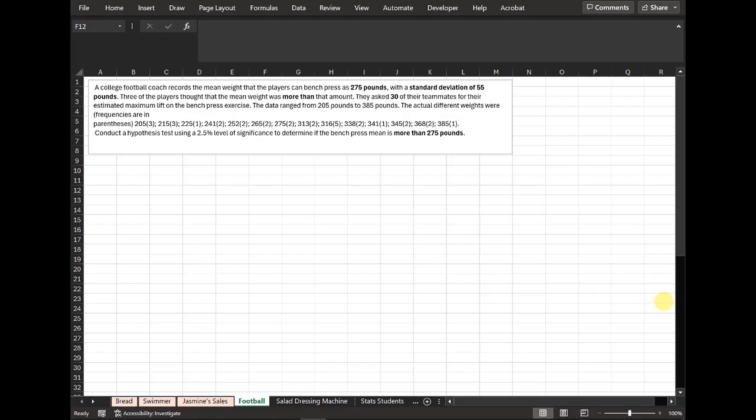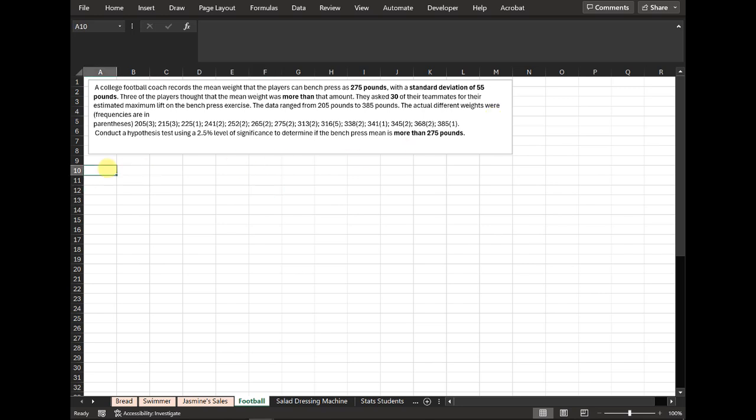Statistics section. So for this one, we have that a college football coach records the mean weight that the players can bench press as 275 pounds with a standard deviation of 55 pounds. 3 of the players thought that the mean weight was more than that amount. They asked 30 of their teammates for their estimated maximum lift on the bench press exercise. And so the data is recorded in frequencies here. So we're told to conduct a hypothesis test at a 2.5% level of significance to determine if the bench press mean is more than 275 pounds.